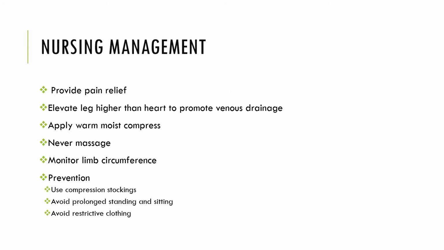Nursing management, we have talked about this a few different times. We are going to provide pain relief. We're going to elevate the leg higher than the heart to promote venous drainage. We're going to apply warm, moist compresses. Remember, we are never going to massage. We do not want to dislodge that clot, so we never massage. Monitor the limb circumference. We want to make sure that limb is getting smaller and not larger. Also, prevention: using compression stockings, avoid prolonged standing or sitting, and avoid restrictive clothing. Those are some ways to prevent.